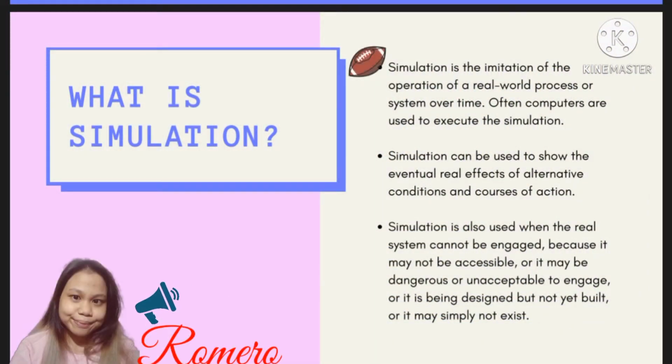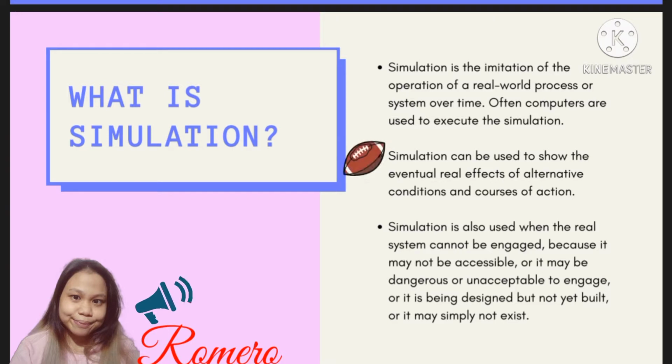The imitation of the operation of a real-world process or system over time. Often, computers are used to execute the simulation, or simply means the process of replicating a physical test in the virtual world using software. Simulation can be used to show the eventual real effects of alternative conditions and courses of action. Since simulation does exactly what it says, it mimics what happens in real-life processes.